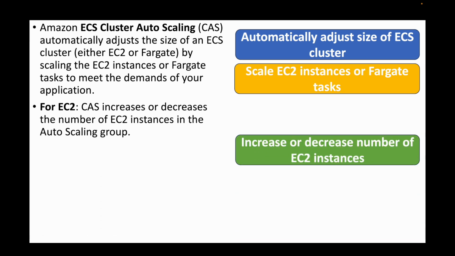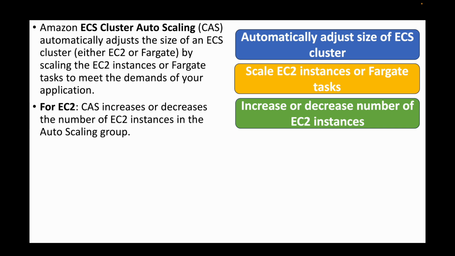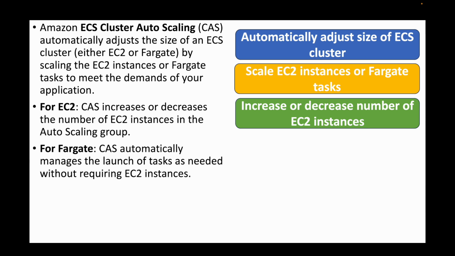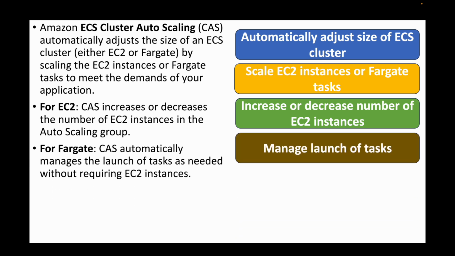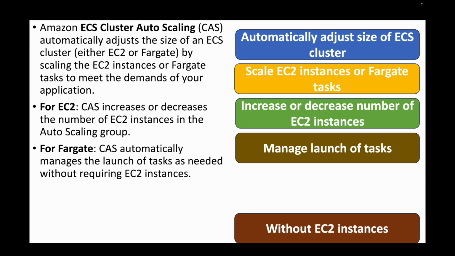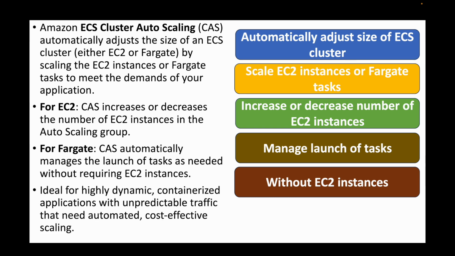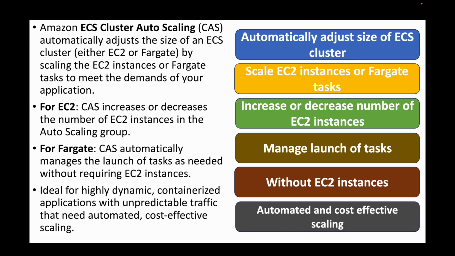So for EC2, your CAS increases or decreases the number of instances, same as your auto scaling groups. And in case of Fargate, you will be launching the tasks as needed. And under Fargate, since it's serverless, we won't be using any EC2 instances. So it's ideal for highly dynamic containerized applications with very unpredictable traffic and that need automated cost-effective scaling. We can make use of your CAS for that.